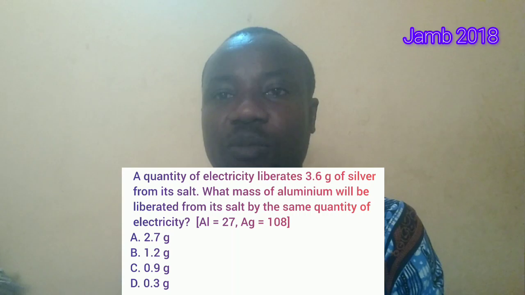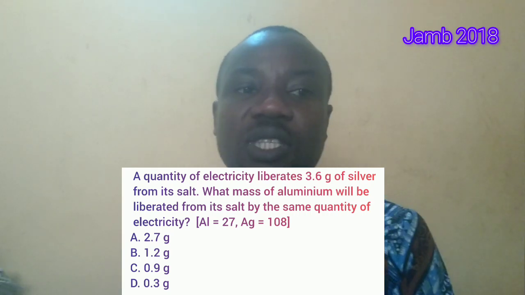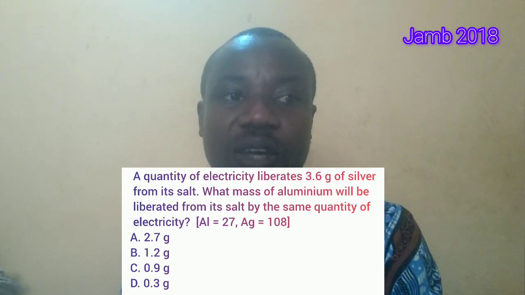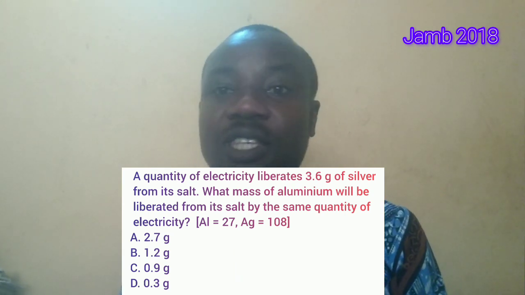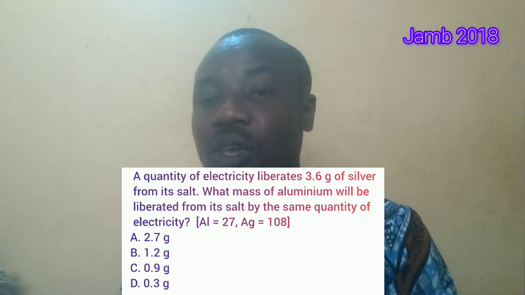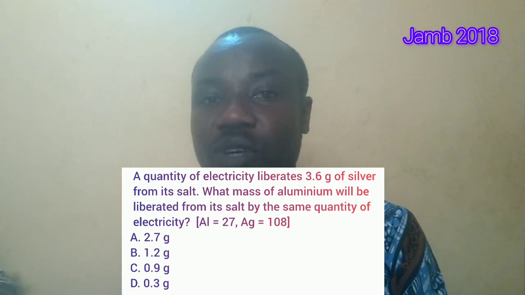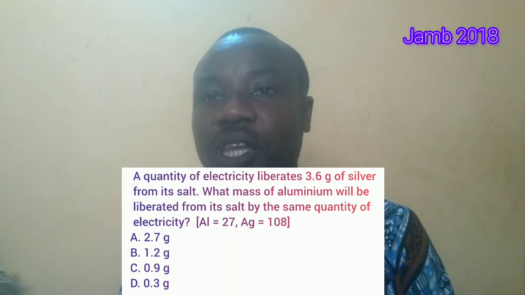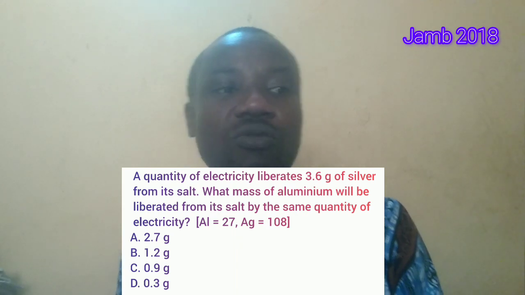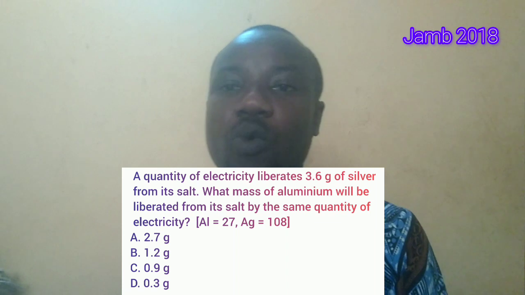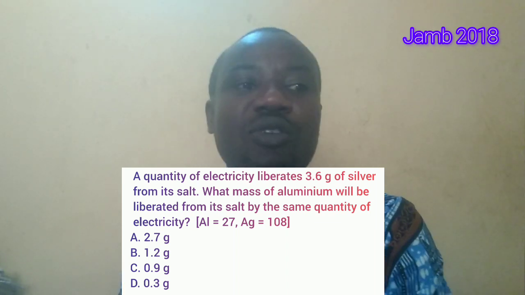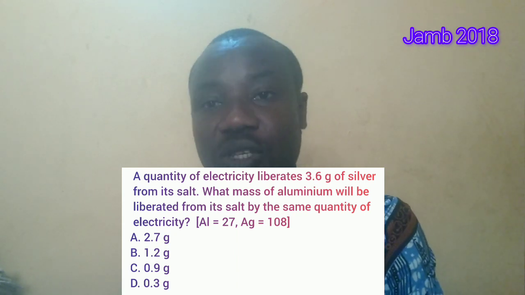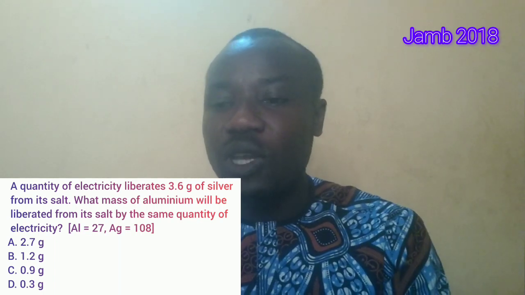Now let's look at question number 12. A quantity of electricity liberates 3.6 grams of silver from its salt. What mass of aluminium will be liberated from its salt by the same quantity of electricity? You know, the mass number of aluminium is 27 grams, while that of silver is 108. Option A, 2.7 gram, B, 1.2 gram, C, 0.9 gram, and D, 0.3 gram. If you look at the options given to us, you need to be very technical in this case, and you need to know where the question is coming from.